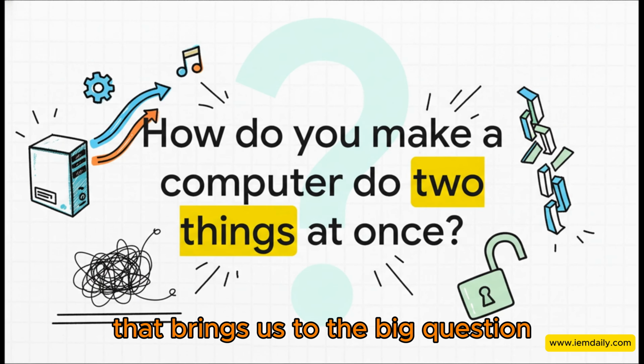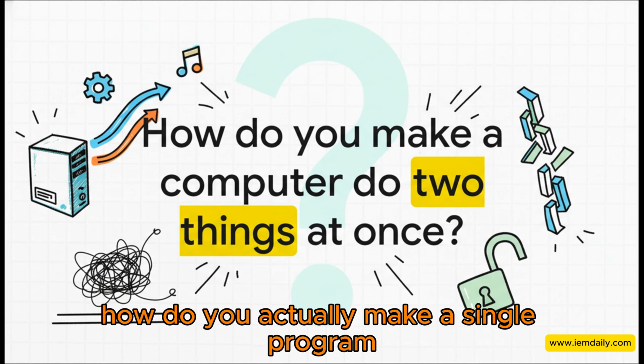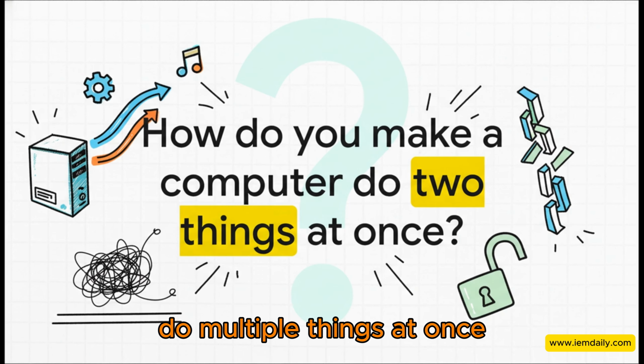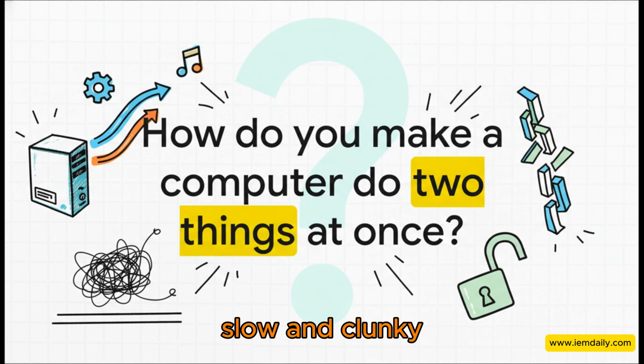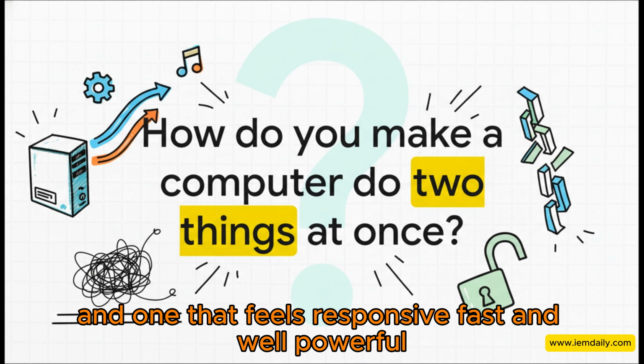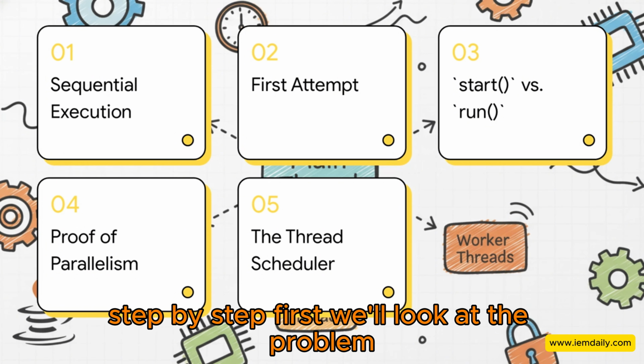So that brings us to the big question we're going to answer today. How do you actually make a single program do multiple things at once? Getting this right is the difference between an app that feels slow and clunky and one that feels responsive, fast, and, well, powerful. To get there, we're going to go on a little journey, step by step.